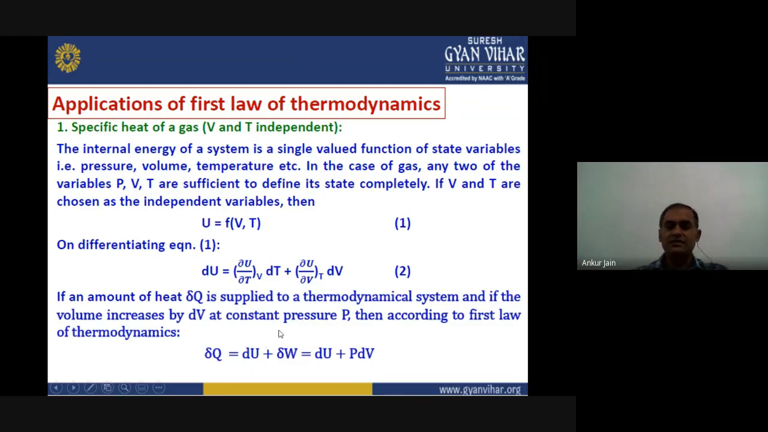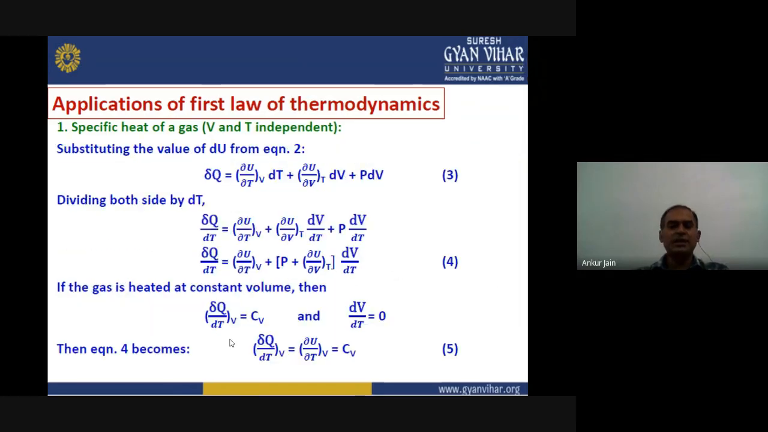We have seen these two are different kinds of differentiation. This is a perfect differential and this is not a perfect differential, right? Now, if we consider this term del W, what is that? That is given by the multiple of P into dV. So we can replace this term with P into dV. The final expression will be del Q is equal to dU plus P dV.